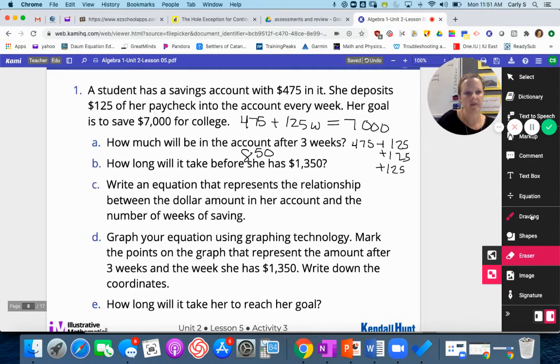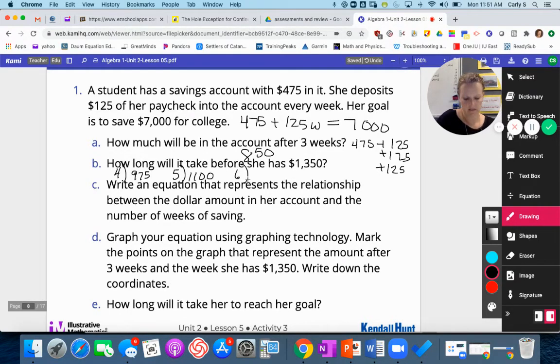let's just do this a little bit better. That'd be week 3. Week 4 was $975. Week 5 was $1,100. Yeah. Week 6, $1,225. Week 7, $1,350. So week 7, she has saved up $1,350.